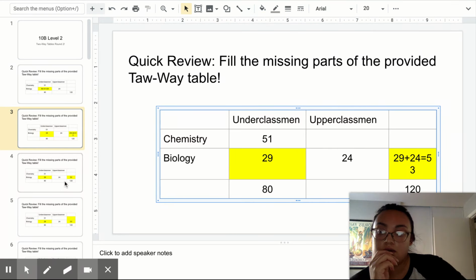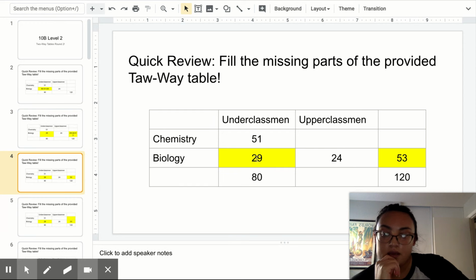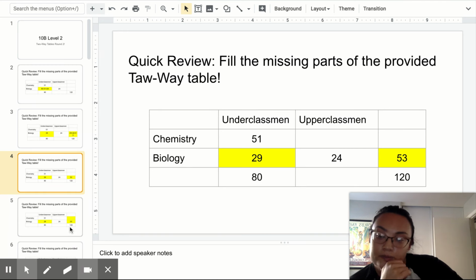So we now have 29 underclassmen in biology and 24 upperclassmen in biology, so 53 total. I'm not going to tell you what to do, but I want you to go ahead and find this new blank spot.